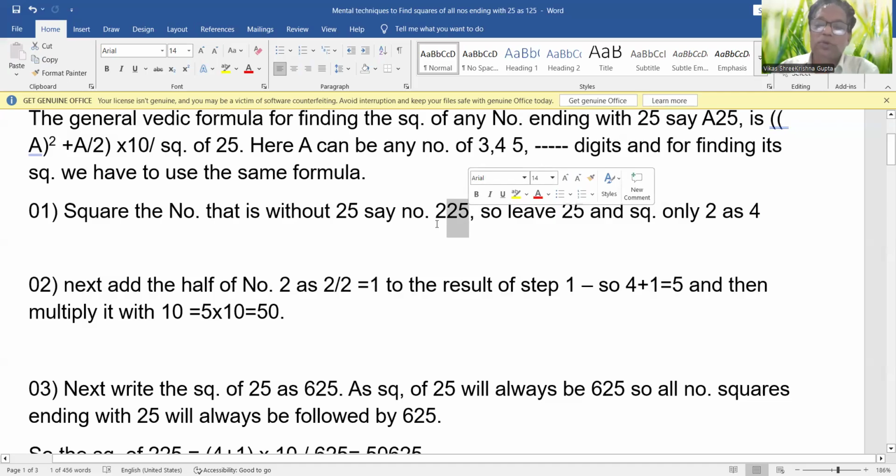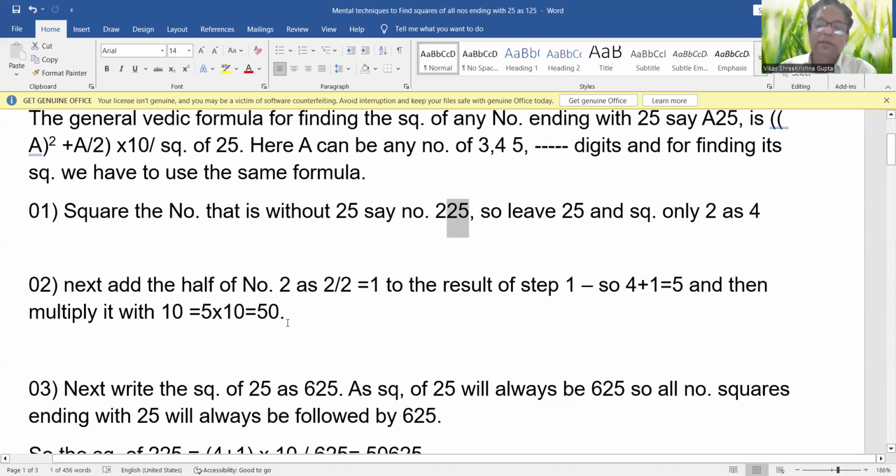So A square is how much? 2 square is equal to 4. Now add 2 by 2, half of 2, that is 1. So 4 plus 1 is equal to 5, and 5 into 10. After the addition, you have to multiply it by 10, and so it finally gets to be 50.